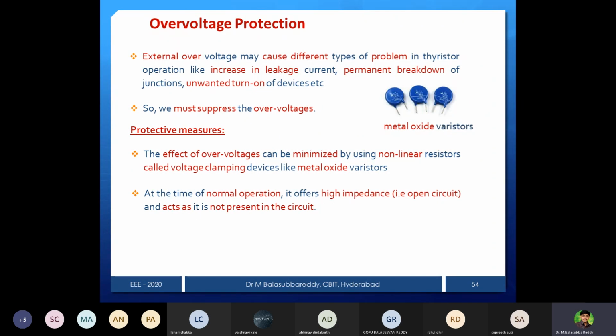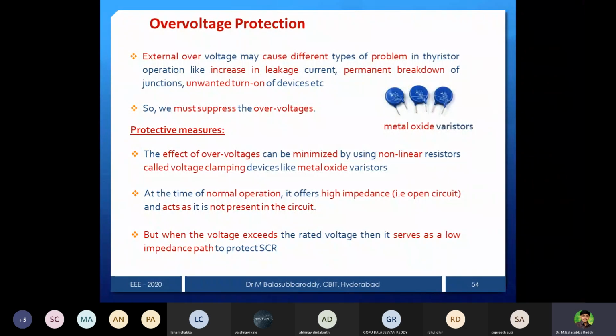So in general, if there is no overvoltage and the normal system is operating, this metal oxide varistor will be open circuited, or you can say high impedance, which leads to an open circuit, and it acts as if it is not present in the circuit. So there is no impact because it is open. It will not affect anything under open circuit in normal operating condition.